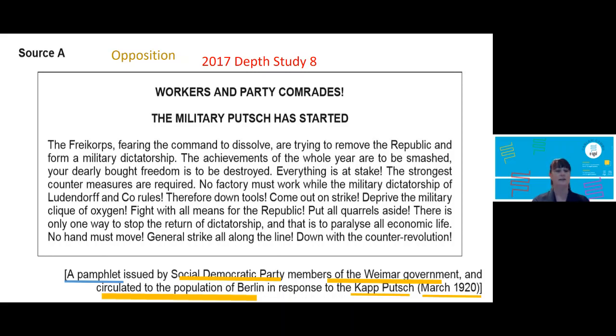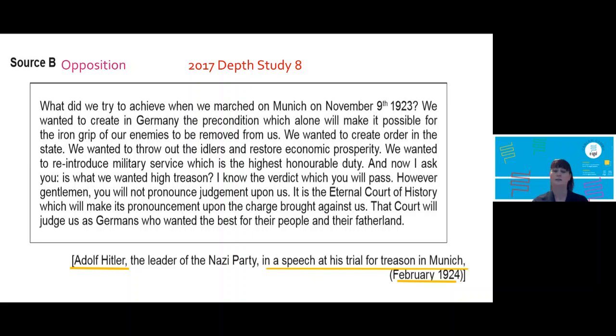So we would look at the little bit of information underneath in this paper. It's a pamphlet issued by the Social Democratic Party members of the Weimar government and circulated to the population of Berlin in response to the Kapp Putsch in March 1920. I've just highlighted the important bits of information that I need to know about that source before I read it. Now it's up to you. You could go straight in and read the source now that you know the attribution, or you could do all of the attributions. Personally, I do all the attributions first, but it's up to you. There's no better way of doing it at all.